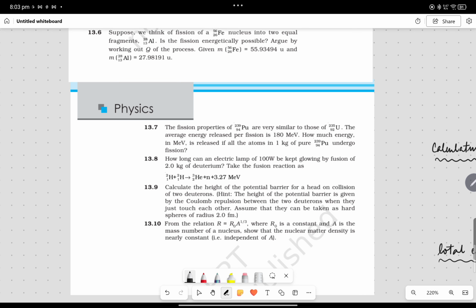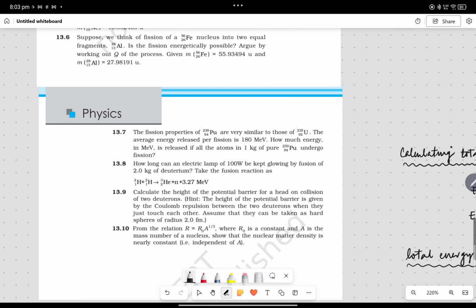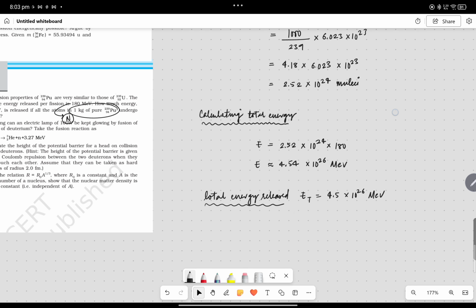undergoes fission? So we have been given that for one plutonium nucleus or uranium nucleus, 180 mega electron volt is going to be released, right? Once I get the number of nuclei present in 1 kg of pure plutonium 239, our calculation is going to be easy. We have to just multiply this 180 with the number of nuclei we have of our plutonium, right? So that is the same thing we are going to do here.